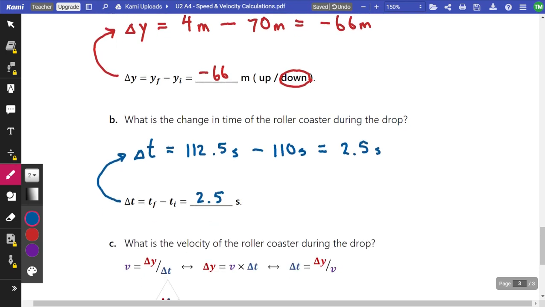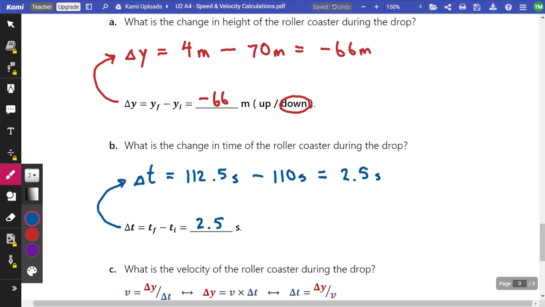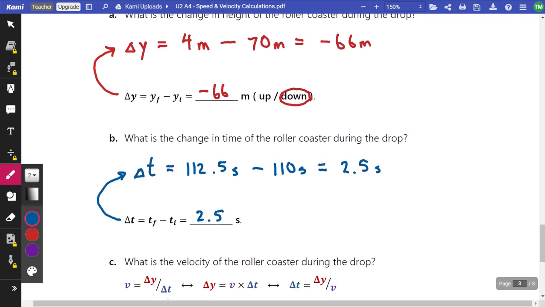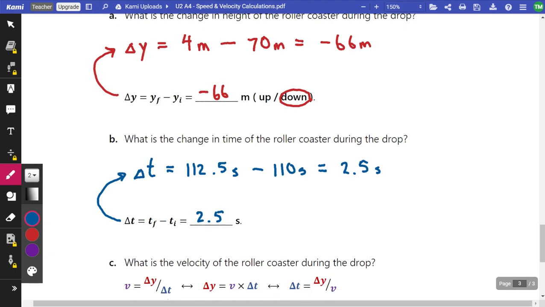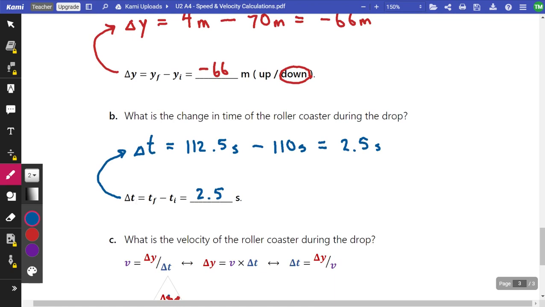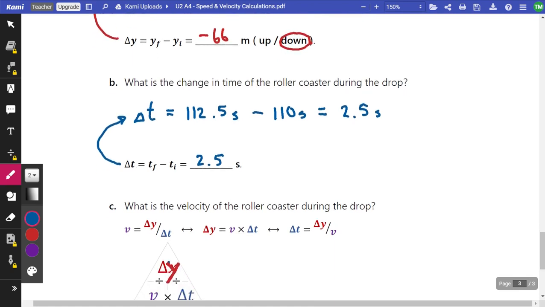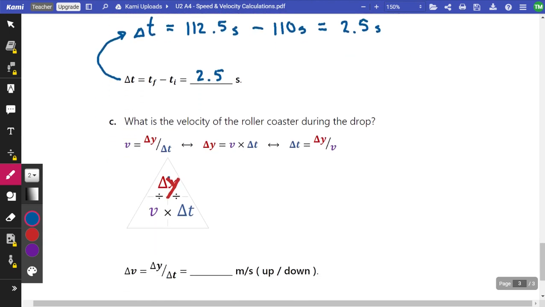The last thing we're going to do is calculate the velocity of the roller coaster. Okay. Where the velocity is basically the speed, but with a specific direction, like going downwards. So if our roller coaster is going 66 meters downwards, that's what the negative means, and it takes 2.5 seconds to go downwards, that can tell us how fast the roller coaster is going. Okay, so our equation for velocity is basically the same as speed. It's just we call it velocity instead of speed. Instead of using distance, we use that displacement, that change in height, and instead of just time, we use a change in time.